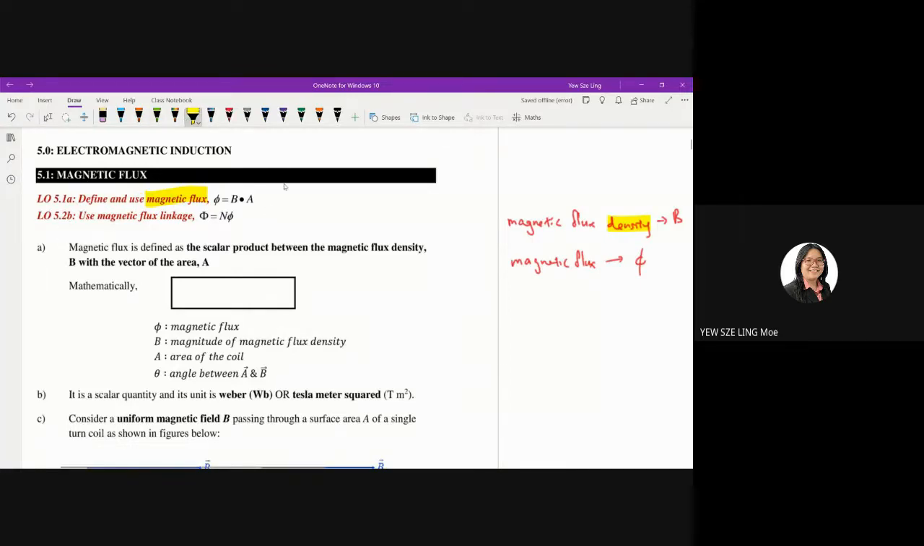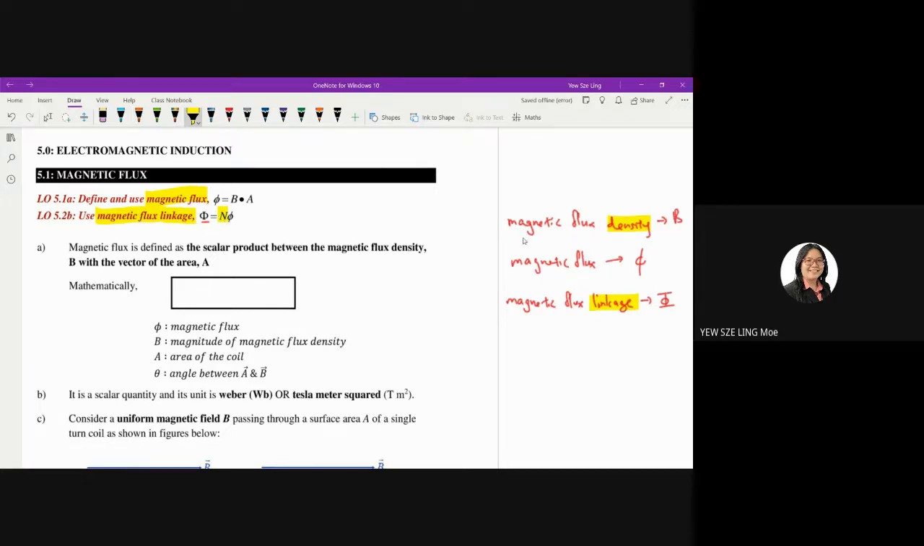For the second learning outcome, you have another type of magnetic flux, but now it's called magnetic flux linkage. Magnetic flux linkage is also phi, but this is capital letter phi. So you have three different magnetic fluxes in this chapter: density, magnetic flux itself, and magnetic flux linkage. What does magnetic flux linkage mean? By looking at the equation itself, you should know that it is for a case where you have more than one turn, because you have a capital letter N in the symbol.